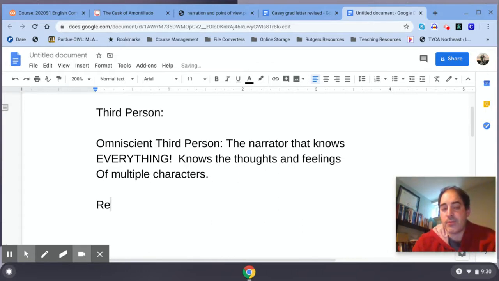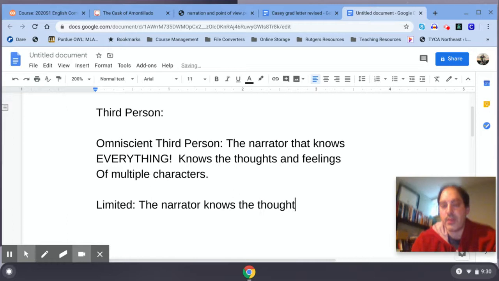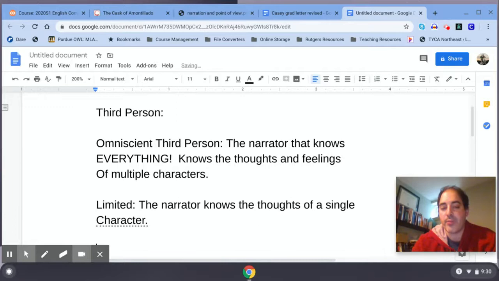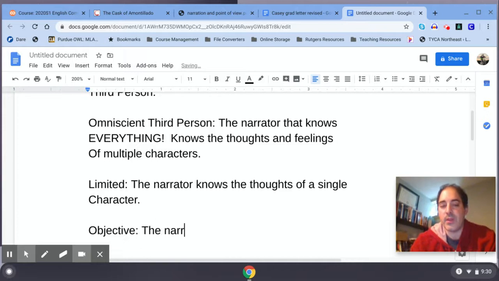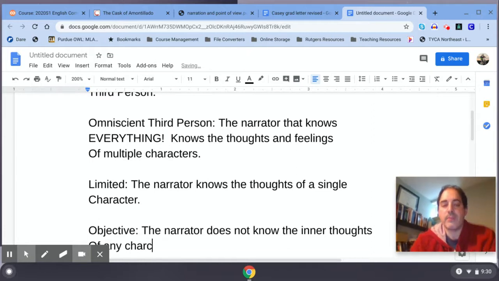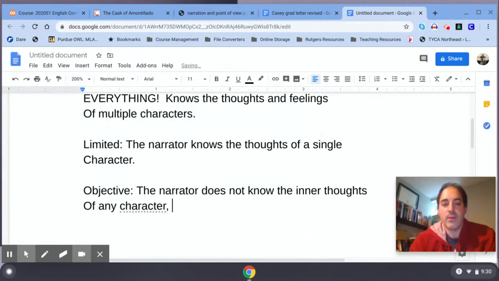And then there's the restricted or the limited, which is the narrator knows the thoughts of a single character. So you're getting one character's point of view there. That's kind of like first person in a way, right? And then finally you have the objective. The narrator does not know the inner thoughts of any character, only what is directly observable.